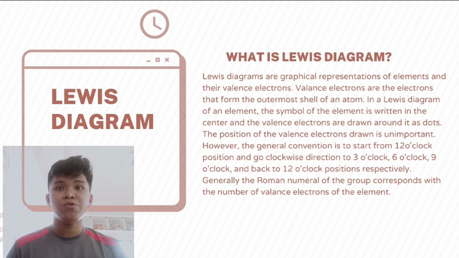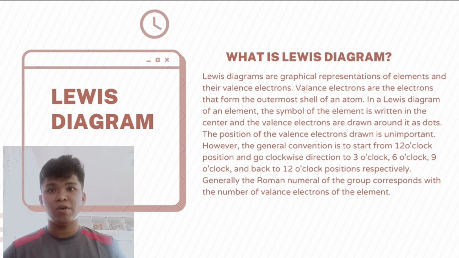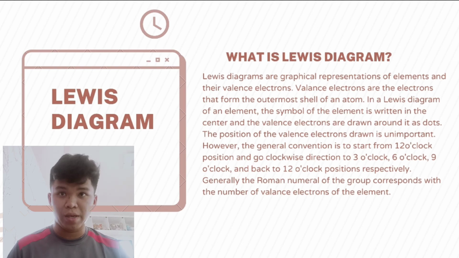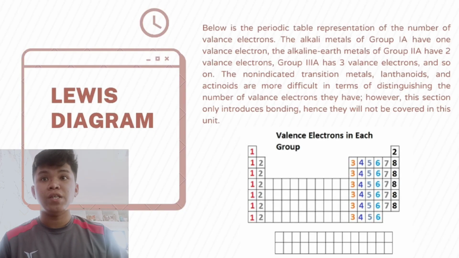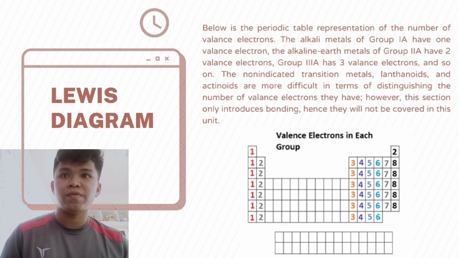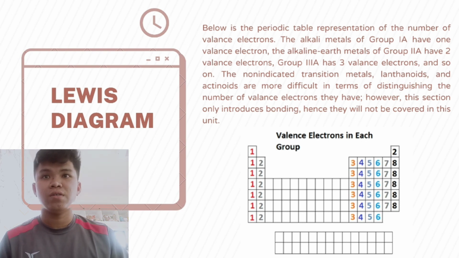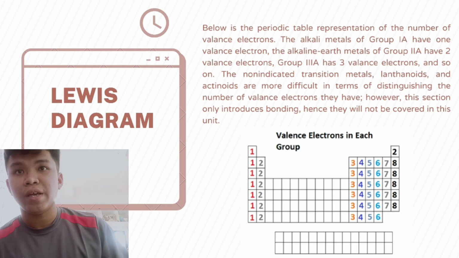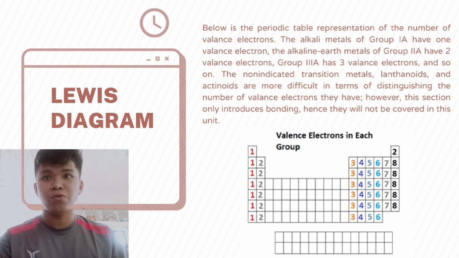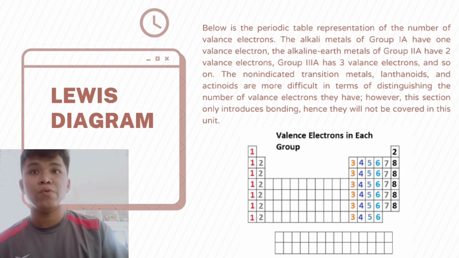Generally, the Roman numeral of the group corresponds with the number of valence electrons of the element. Below is the periodic table representation of the number of valence electrons. The alkali metals of group 1A have 1 valence electron. So yung red diyan, yan yung group 1A.